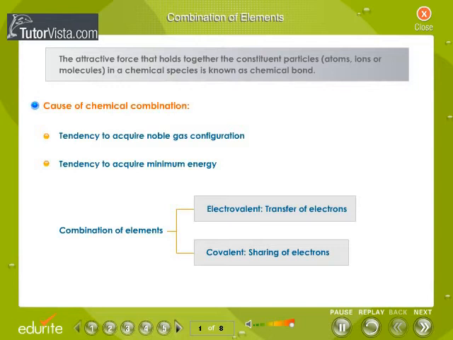Cause of chemical combination. Tendency to acquire noble gas configuration. Tendency to acquire minimum energy. Combination of elements can be of two types, electrovalent and covalent. Electrovalent refers to transfer of electrons. Covalent refers to sharing of electrons.